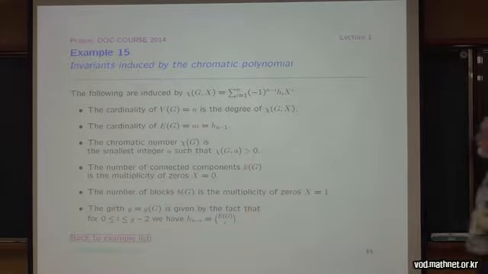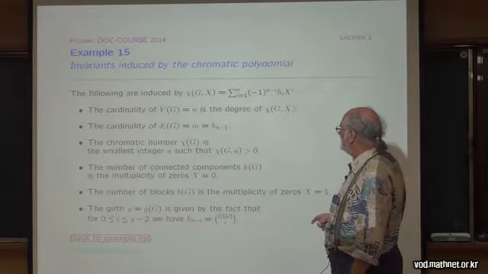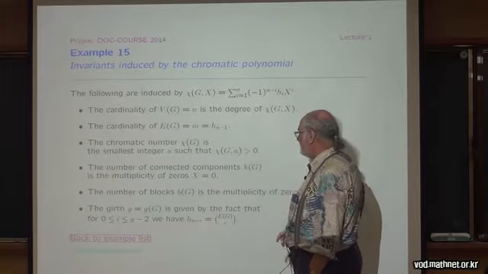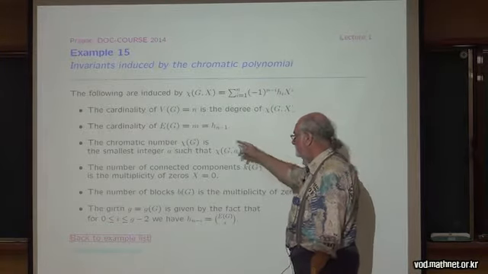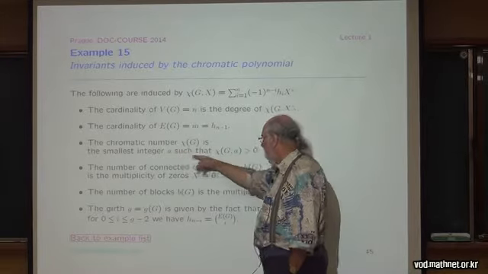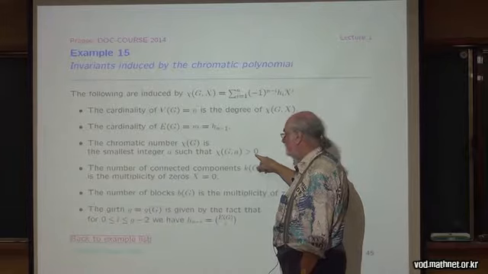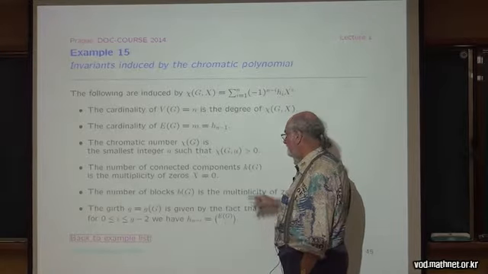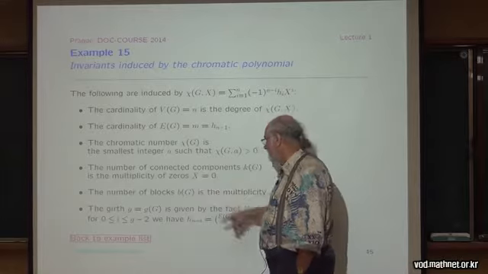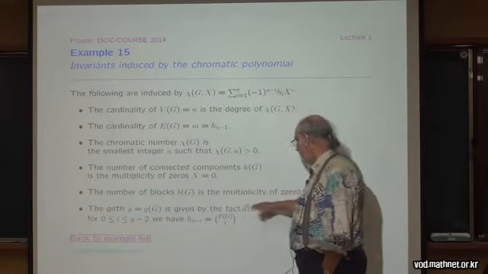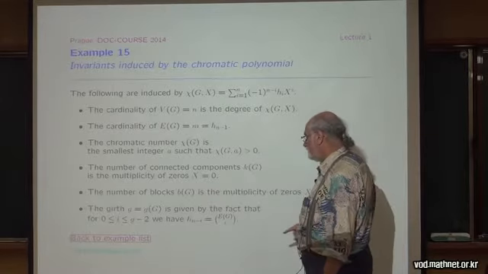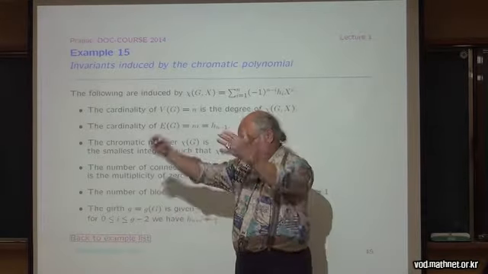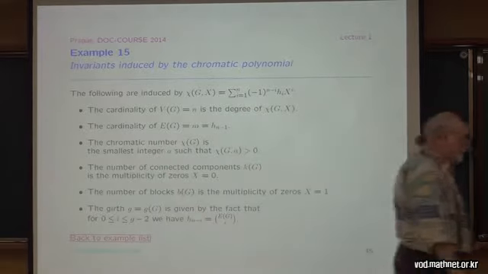And you can go on like this. Now we look at the chromatic polynomial. Again, the chromatic polynomial determines the number of vertices and the number of edges. It determines the chromatic number, in the sense that the chromatic number is the smallest integer a such that chi of G at a is bigger than zero. The number of connected components is the multiplicity of the zero at x equals zero. The number of blocks is the multiplicity of the zero at x equals one. The girth can also be given in this way and so on. So the chromatic polynomial seems to determine all kinds of interesting graph theoretic properties.